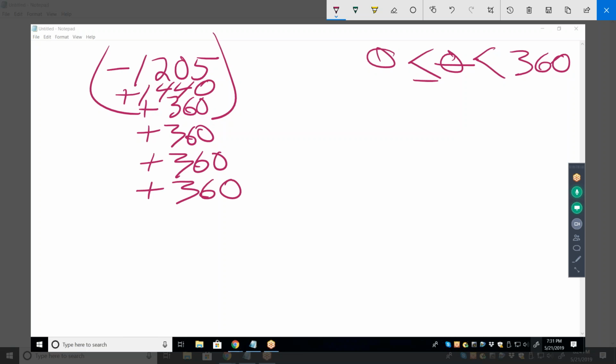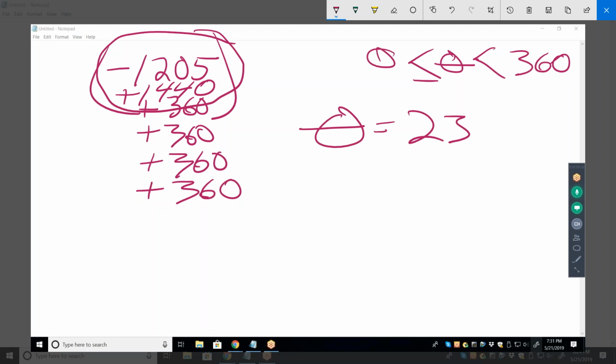What does that give you? That gives me 235. There's your answer. That is the coterminal angle that is within the unit circle.